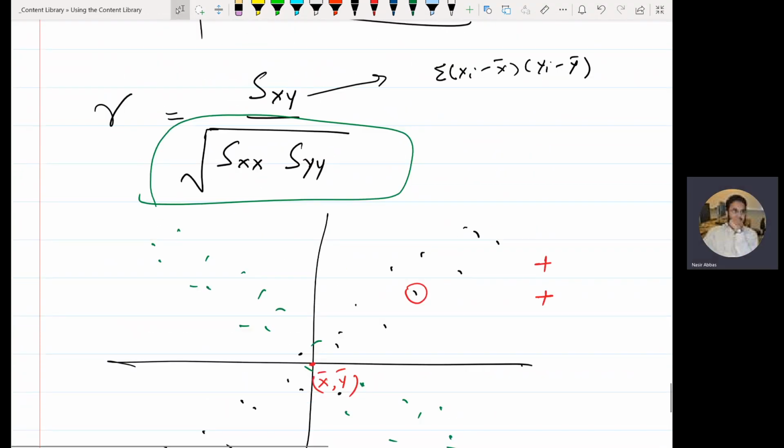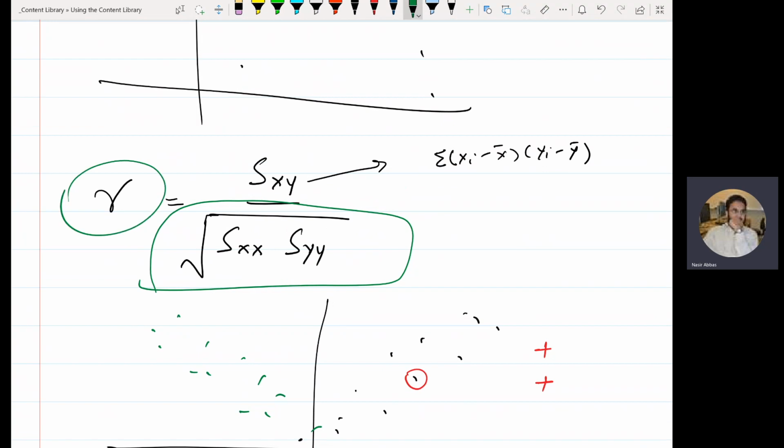Now, this is descriptive, right? R is only describing the strength of linear relationship. What if you want to draw conclusions about? By the way, what is the unknown parameter that we are estimating? What is this R estimating? The population correlation coefficient, which is denoted by rho.